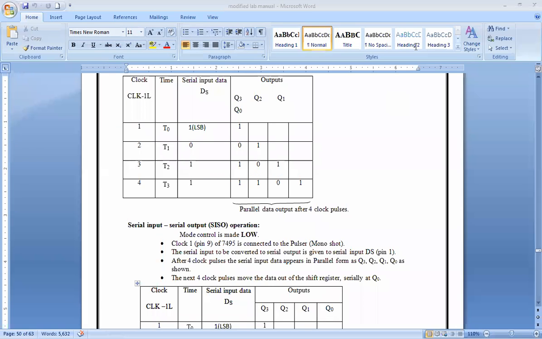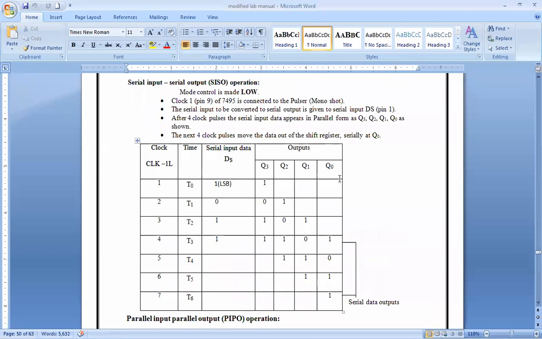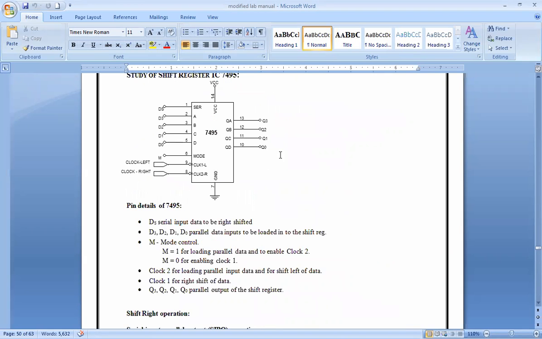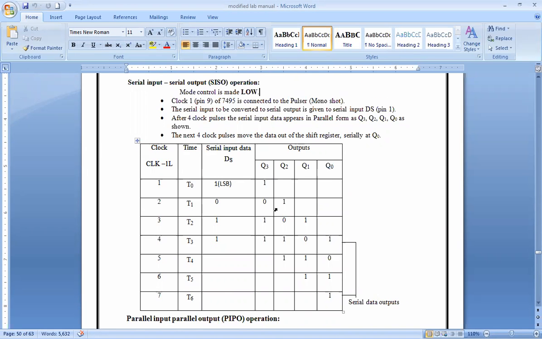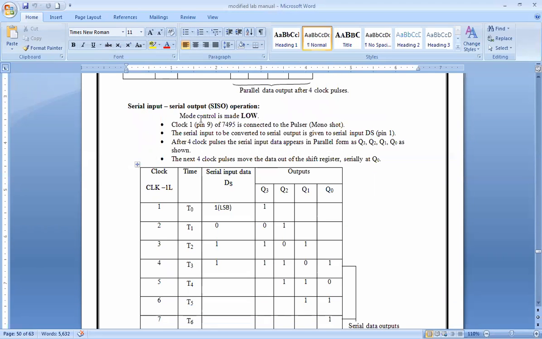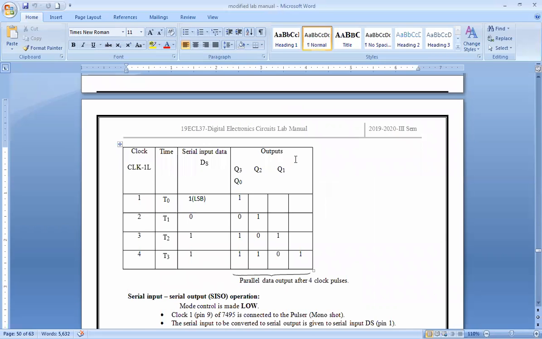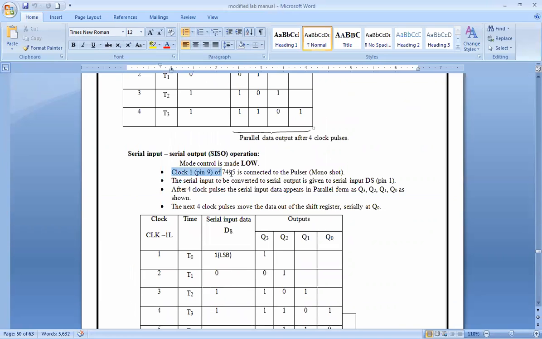Okay, so we will see the next one now, which is serial input and serial output. What I should do here is get the output only at Q naught. Only at Q naught I will be sending the data serially, and I should be getting the output only at Q naught. So how will I do that? The same shifting operation happens. Here the mode control is made low, which is the same as 0, due to which clock 1 is enabled.